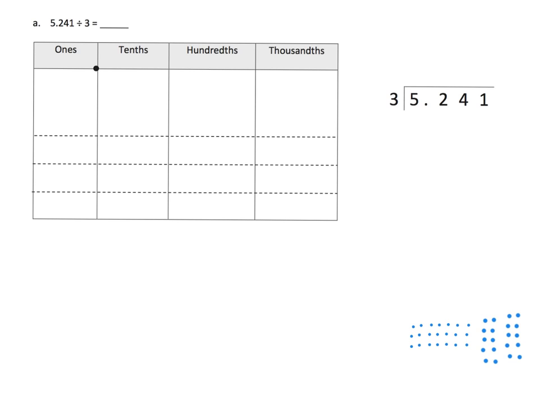It's kind of tricky. So first thing we're going to do is model the problem. We're going to do 1, 2, 3, 4, 5, 2 tenths, 4 hundredths, and 1 thousandth. All right, so now that we've modeled what the problem is supposed to look like, we're going to go back and forth between the place value chart and the standard algorithm.